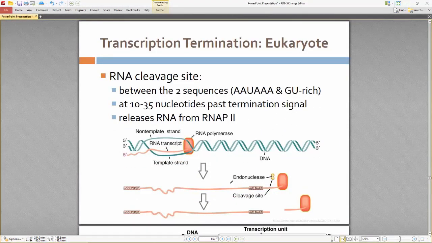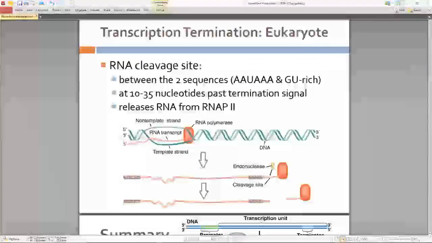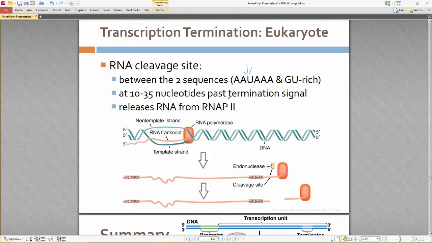So this is a little bit different than prokaryotes because in prokaryotes the RNA just falls off, but here an endonuclease will come and cleave your transcript. So the RNA cleavage site is between the two sequences mentioned earlier, and it's about 10 to 35 nucleotides past the termination signal, which is this, and this is what releases RNA from RNAP2. Very different from prokaryotes.